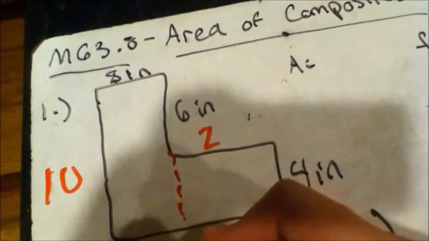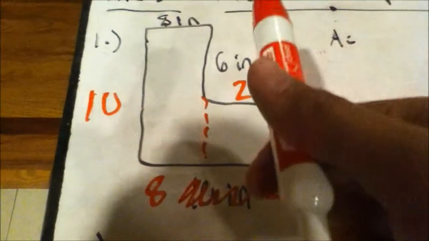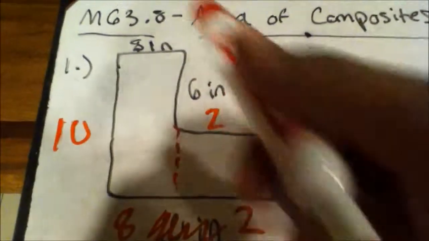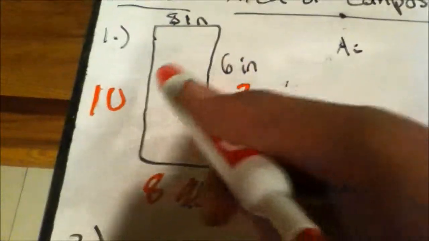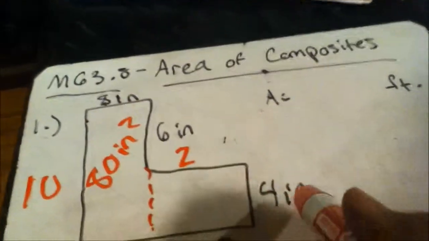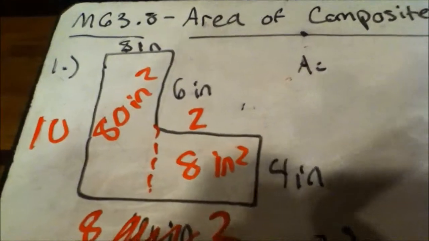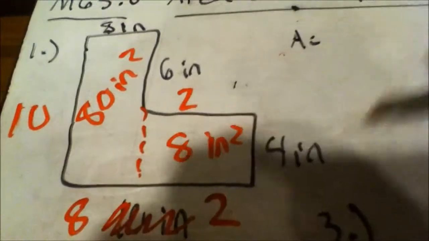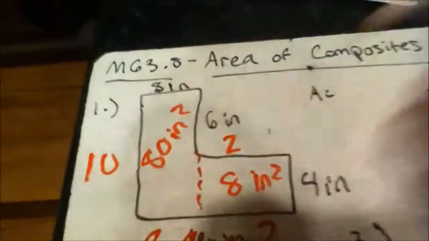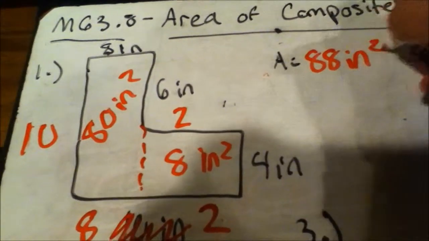Now, when I look at this, I also need to split this in half. This is also going to be 2. This is going to be 8. Makes my job easier for these. Considering these are both rectangles, I know that to find the area is base times height. 10 times 8. That's going to be 80 inches squared. As for this, 2 times 4. 8 inches squared. All we got to do at this point is add them together, because there's 2 rectangles glued on. Your answer is going to be 88 inches squared.